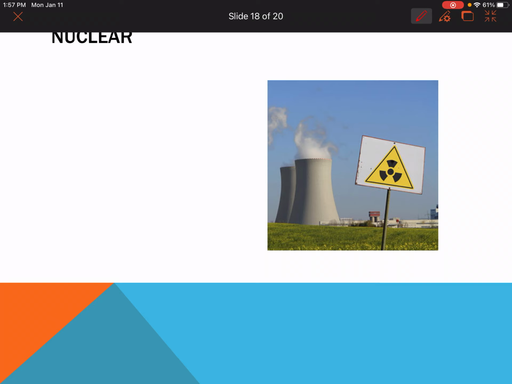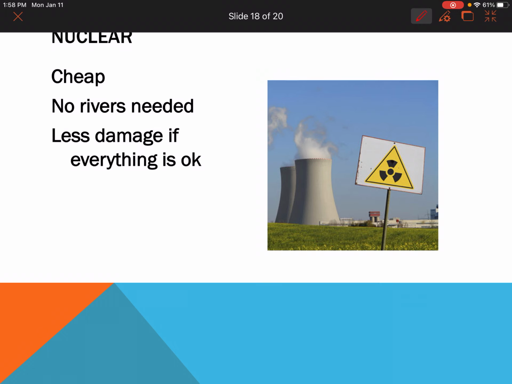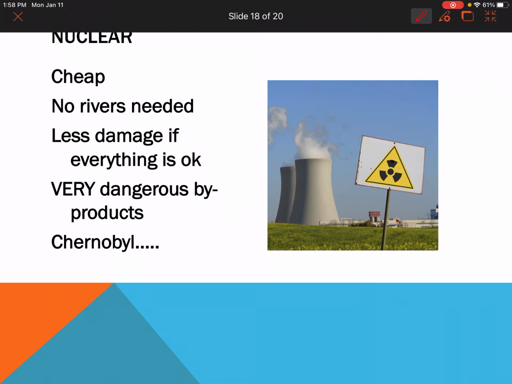Okay, so moving on, we have nuclear power. This is nuclear there. So this would be our nuclear power plants. Good things about it: they're cheap. It's pretty cheap, nuclear energy. No rivers needed. Less damage if everything is okay. So nuclear power plants, if everything goes well, they are awesome. But they have very, very dangerous byproducts. So if things go bad, they go very, very bad.